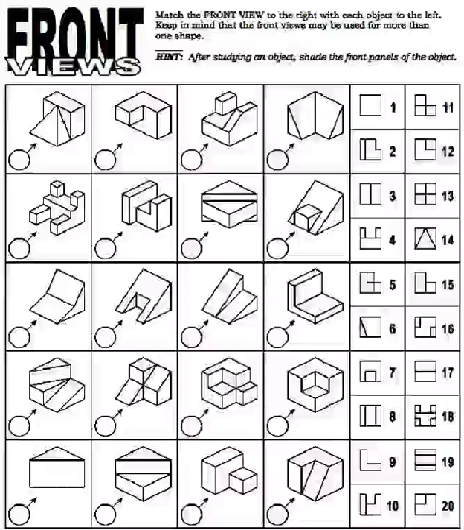Here on this front views worksheet, we're going to examine how to determine how an object would look if we were standing directly in front of it. So on this sheet we have 20 different objects, and over on the right we have 20 different objects and how they would look from the front. So imagine that you're the circle. You're looking directly at the front of this object, which appears to be a pyramid in front of a box.